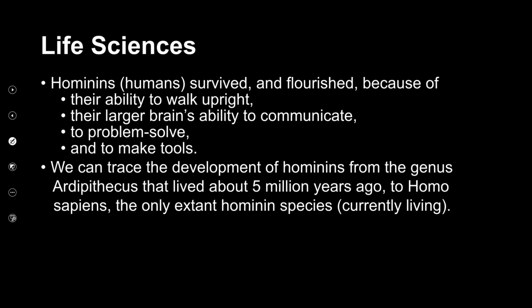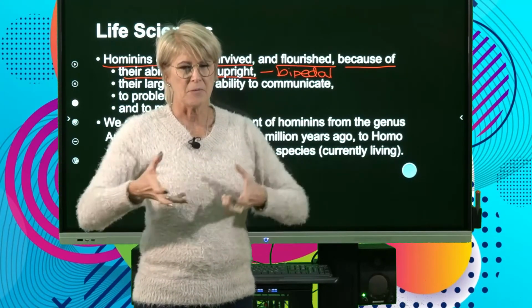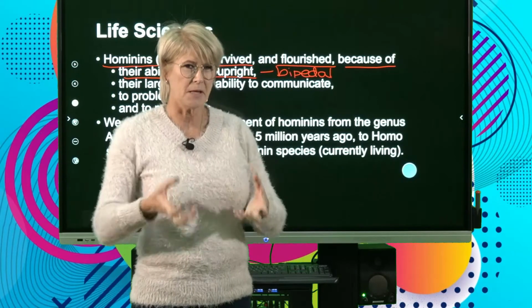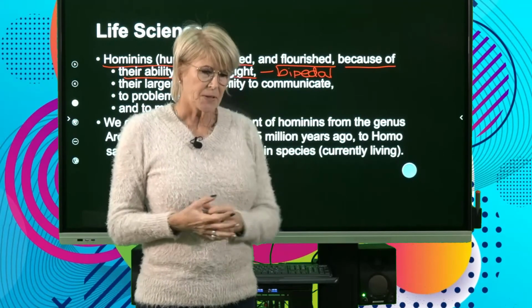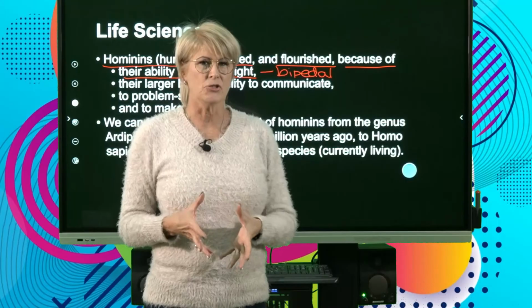All right. Okay, so we know that hominins survived, or humans survived. They flourished because of different characteristics or different reasons. The first one is that they were able to walk upright, so they were bipedal. So that was one of the reasons that they were able to flourish. Because remember when we said some of the advantages of bipedalism was that it freed up their hands, so they were able to manipulate things and handle things and carry things and pick and use. And the other thing is that the type of movement was far more energy efficient.